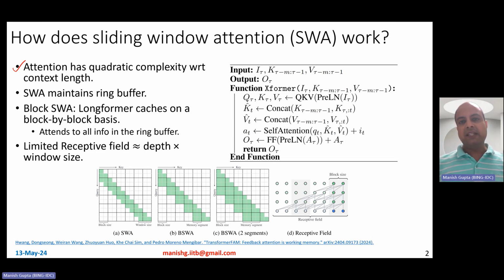Now, one way to enable longer context lengths is using sliding window attention. Sliding window attention also allows you to reduce this quadratic complexity to linear complexity. Let's quickly talk about how sliding window attention works.